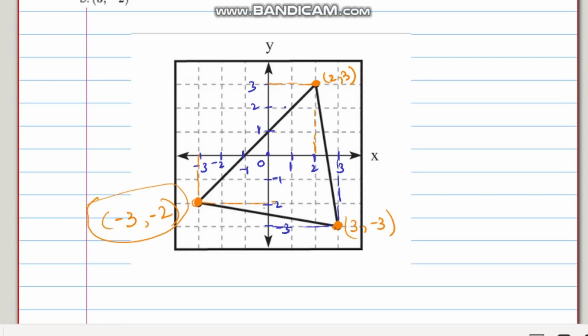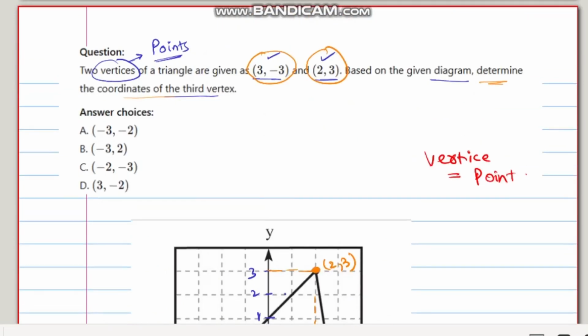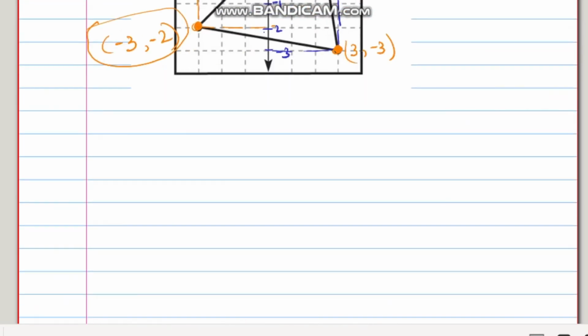So let me take the blue pen and I will mark my answer. Minus 3 and minus 2 will be our answer, please. So this is the question for today, very simple and also very interesting. Okay, dear students, let me come to today's topic, which is a very hot topic and very important for the GED Math exams.